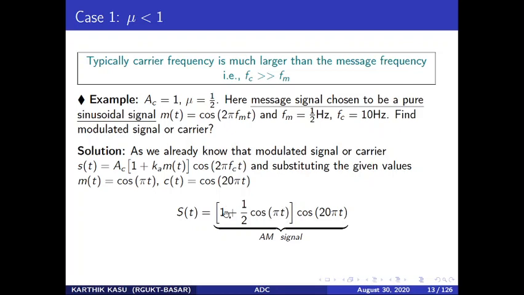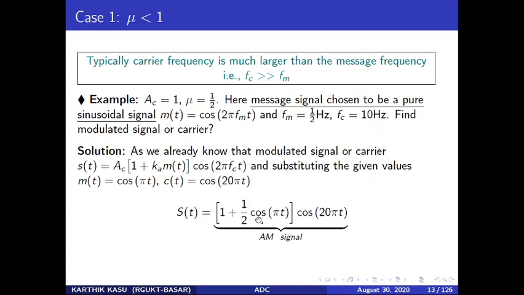Now, so only take this part. What is the part? 1 plus 1 by 2 cos pi t. Now remove this cos 20 pi t. Now this part will be the envelope or amplitude. So what's the maximum value of this 1 plus 1 by 2 cos pi t? It depends upon cos pi t. So cos pi t has a maximum of 1, and the minimum will be minus 1. Agreed or not? So if cos pi t is 1, what happens? 1 plus 1 by 2, that is 1.5. So the maximum amplitude of S of t is 1.5.